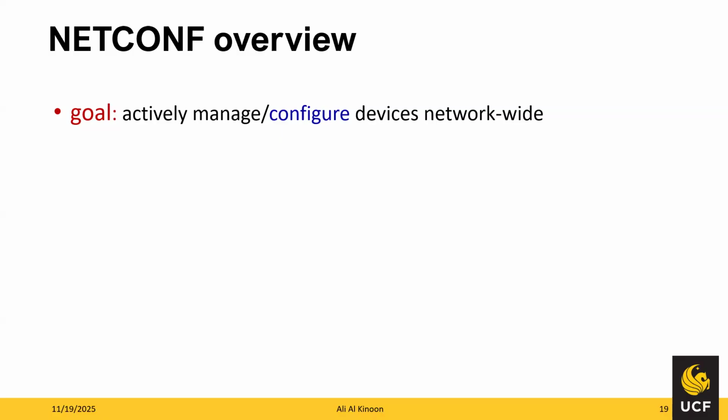The difference between them is that SNMP focuses on polling and simple updates, whereas NETCONF is built specifically for configuration management at scale and for larger networks. The main idea is to give operators a reliable and structured way to push changes across many devices, not just one.